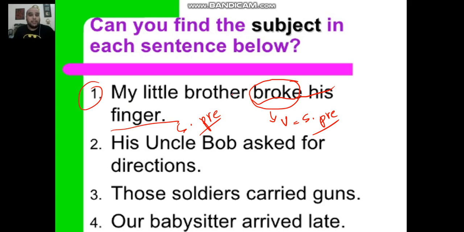So, my little brother, who broke his finger? Who did the action? It's my brother. The brother. That's the simple subject. The one which I cannot omit is the simple subject. Okay? And my little, that's a description to my brother. I can omit it. Okay? The sentence can stand with my brother broke his finger.